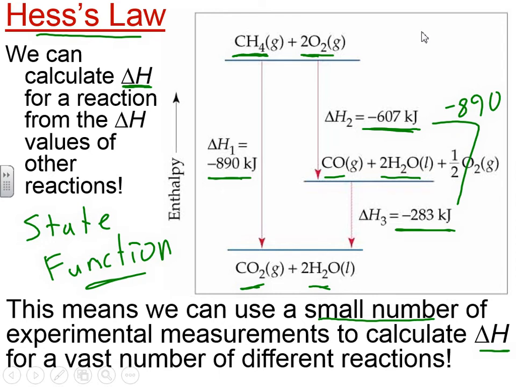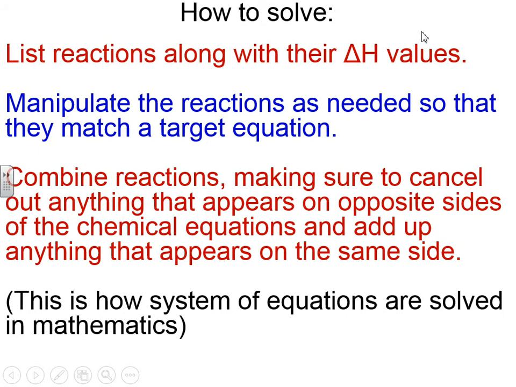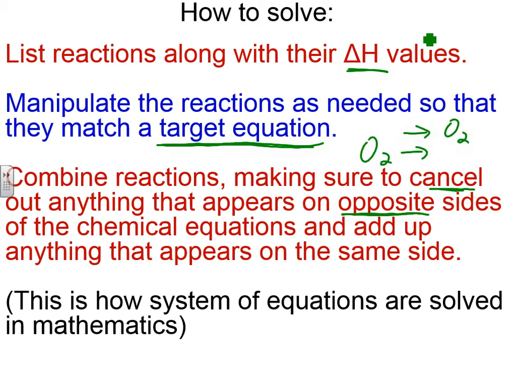So here is how we're going to use Hess's law. We'll list the reactions along with their change in heat values. Then we'll manipulate the reactions as needed so that we match a target equation that we want to come up with. We can combine the reactions then that we've listed, making sure to cancel out anything that appears on opposite sides. So if you have a reaction that has O2 on this side and O2 on this side, these O2s essentially cancel out. And then we'll add up anything that appears on the same side.